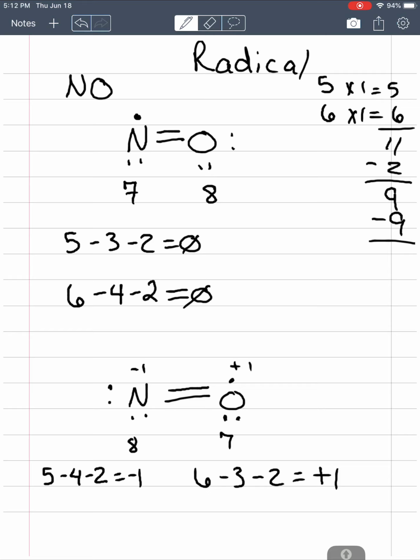There are 2 things wrong with this structure. One is that if you have an option between this structure, which has formal charges of 0 and 0, and this one that has formal charges of plus 1 and minus 1, that's bad for the higher formal charges. So you want to go with the lower ones, the 0 and 0. Also, the negative should be on the more electronegative atom. This is the more electronegative atom, but it has the more positive charge. So that's wrong also.